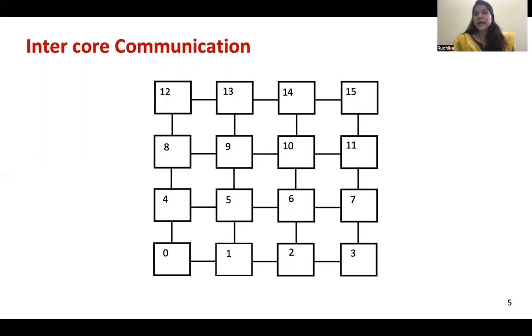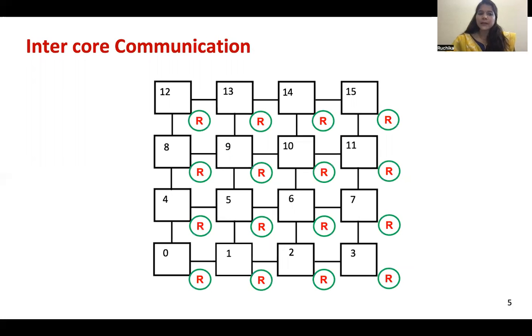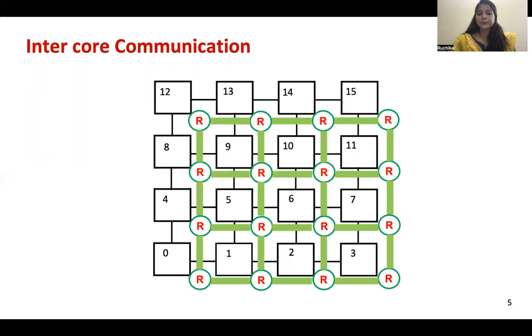Now the question is how intercore communication takes place, because it is possible that the data needed by a particular tile is not present in that tile and is present in some remote tile's L2 cache. In that case, we need a way such that the tiles and cores can communicate with each other. In order to provide intercore communication, there is a router connected with each tile, and the routers form an interconnection network.